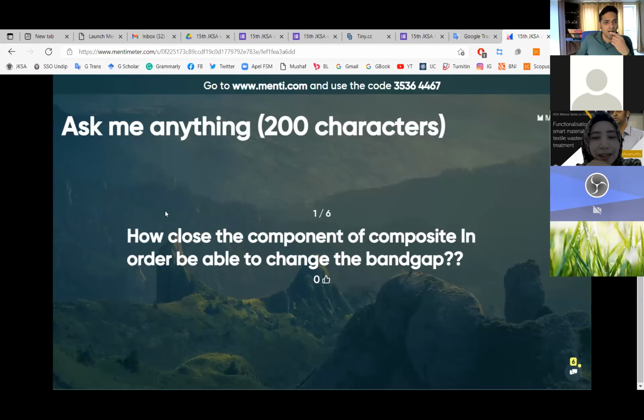I don't know how close the component of composites. Are you saying that if a TiO, so why it can be TiO2, why it can't be, why it has to be MoS2, and why it can't be like Syria, etc. So if the question is related to that, the component should be very close to the band gap of the host system in order to engineer the band gap.